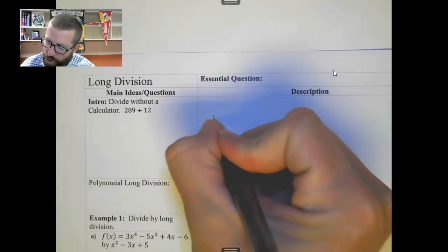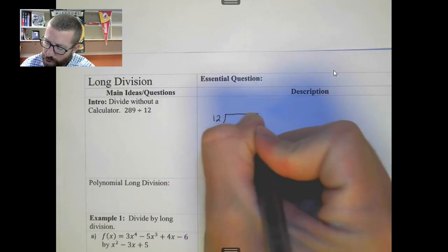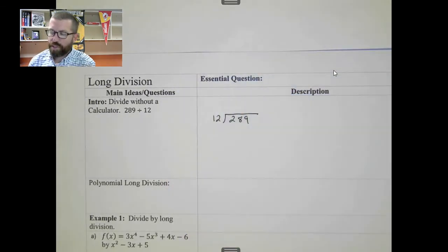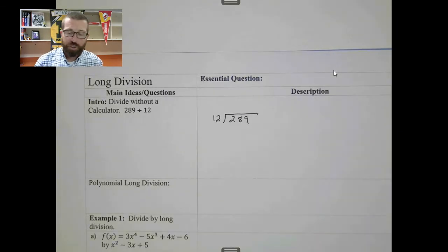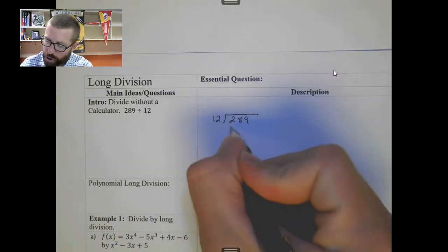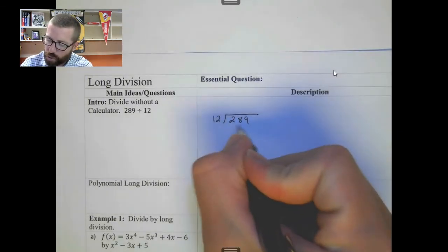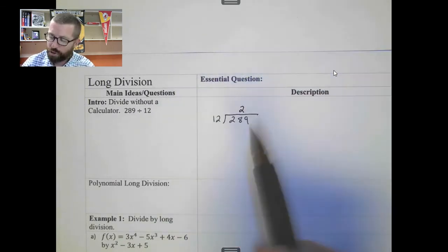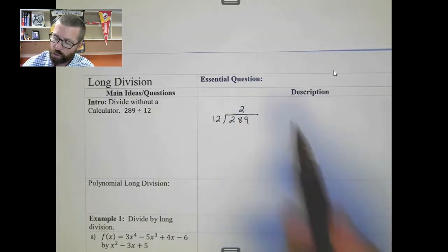So let's look at how we did this without a calculator back in the day. So we had 12 on the outside, and we were dividing 289. And then this process was we looked at 12 and said, okay, well, it can't go into 2, but how many times does 12 go into 28? Well, I can fit it in twice. 3 would be too many. And then you multiplied. So we said 2 times 12 is 24.